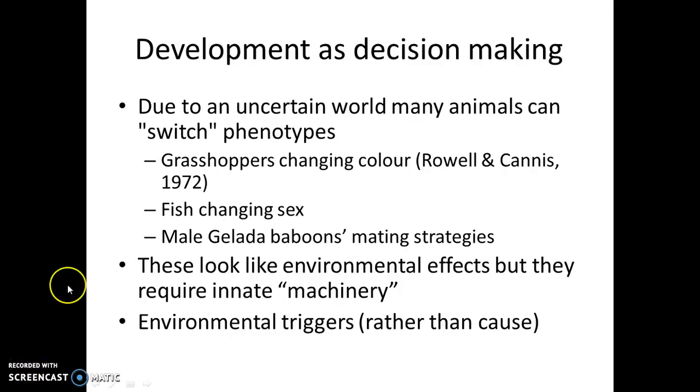Okay, so development can sometimes be thought of as a form of decision making. This sounds quite strange, but there's a thing called phenotype switching, which is basically where many animals, and some other organisms as well, can actually change their developmental trajectory. So grasshoppers can change colour.